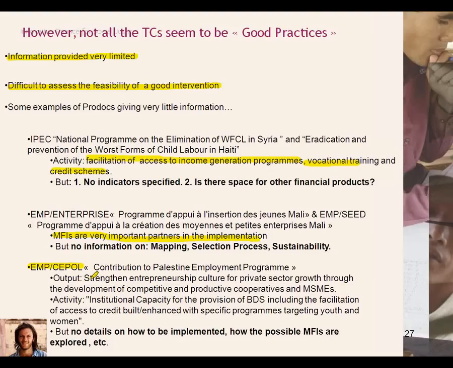And the last case I can mention is a case by CEPOL in Palestine. The idea was to strengthen entrepreneurship culture in the private sector. And there was a specific activity that was about the institutional capacity for the provision of business developing services. Then this included the access to credit, especially for youth and women. However, in the whole product, there were no references at all on how this project was going to be implemented, and as I mentioned before, no possible links or studies about what was happening with local microfinance institutions that could do this job.